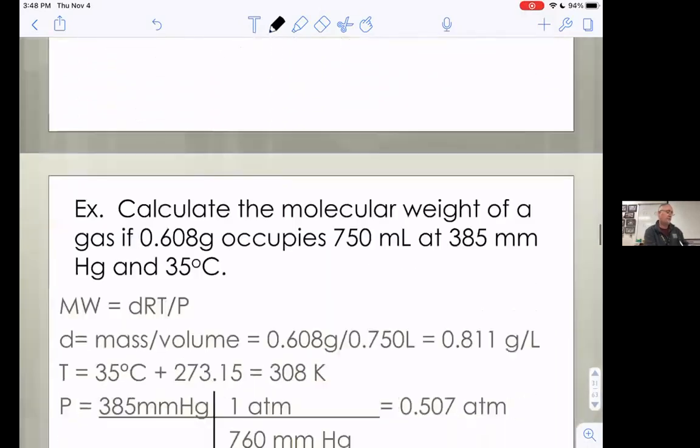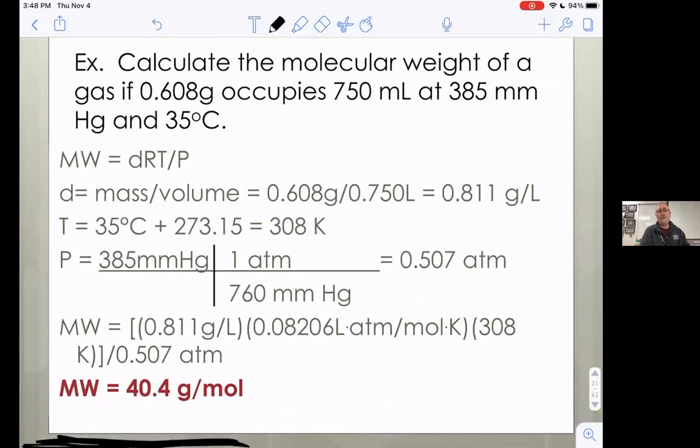So here it is, dRT over P. Solve for your density, change your temperature, of course, to kelvins. If you only had 273, it's totally fine. You're going to lose the 0.15 when you do your sig figs anyway. And then your pressure ends up being 0.507. In truth, you really shouldn't do any rounding until the end here. For the 0.507, you should use the entire number that's there. You end up getting a molecular weight of 40.4.